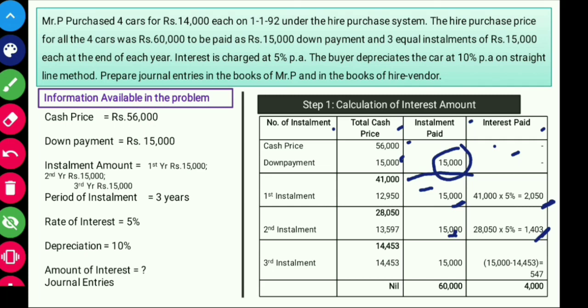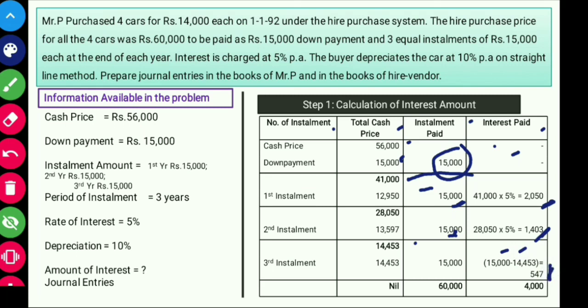Then come to the third installment. At the beginning of the third installment, the buyer has to pay 14,453. At the time of calculating the last installment interest, we should not apply the previous rule. What we have to do here is apply the formula, that is the last installment amount minus the remaining cash price. As per our problem, the last installment amount is 15,000. The remaining cash price is 14,453. So then we get 547 as the interest of the last installment.